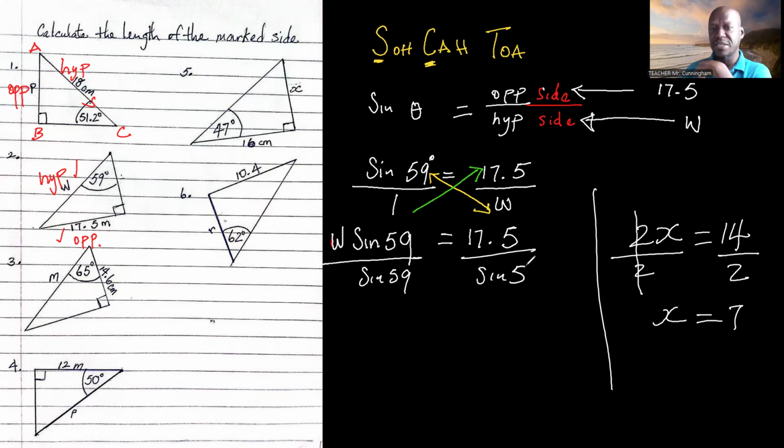Sine 59. But notice something, Naomi. The sine 59 on the numerator and the sine 59 on the denominator, what happens to them? They cancel out, not combine. Good try, they cancel out. So now what I would write, W.